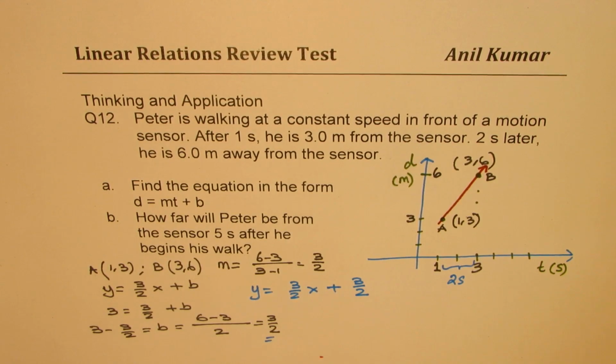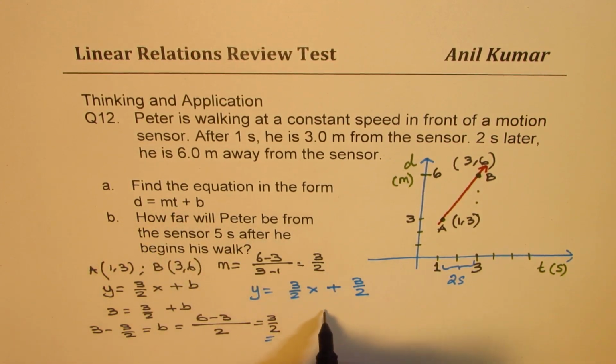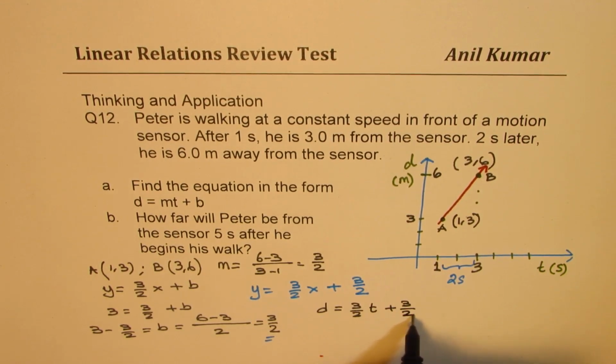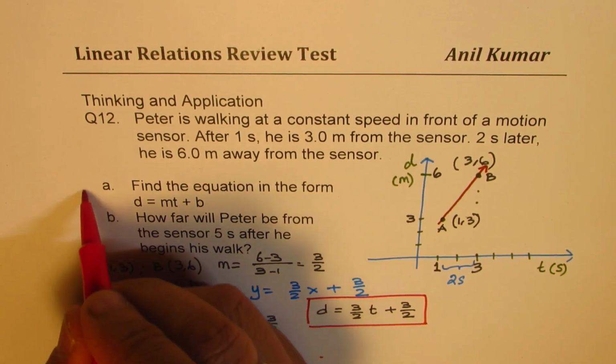So in our case, since we are using d and t, we should not write x and y. We'll write the equation as d equals mt plus b, that is, d equals 3 over 2 t plus 3 over 2, where time is in seconds and distance is in meters. So that becomes your equation. So we have done the first part.